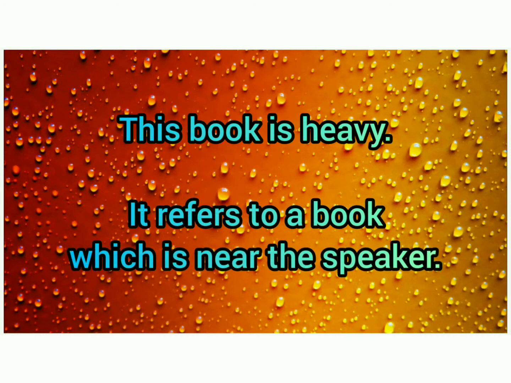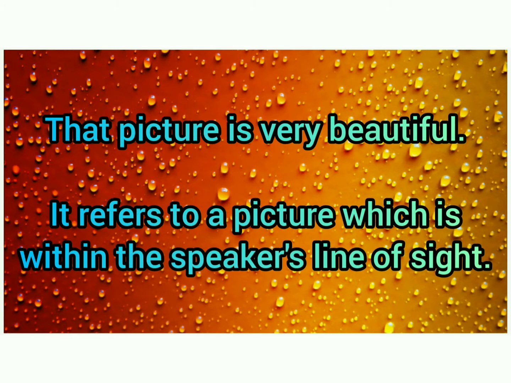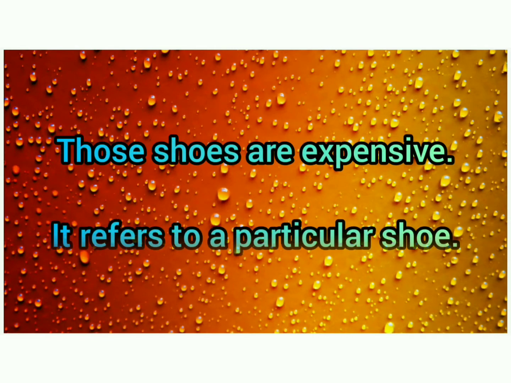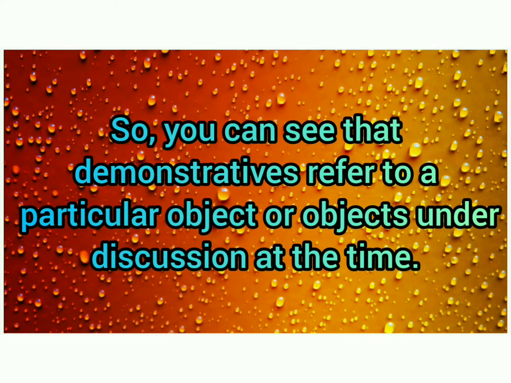This book is heavy. It refers to a book which is near the speaker. That picture is very beautiful. It refers to a picture which is within the speaker's line of sight. These apples are sweet. These refer to the apples which are near the speaker. Those shoes are expensive. It refers to particular shoes. So, you can see that demonstratives refer to a particular object or objects under discussion at the time.